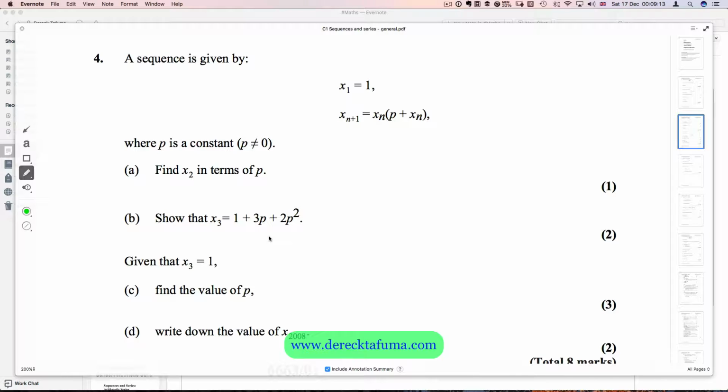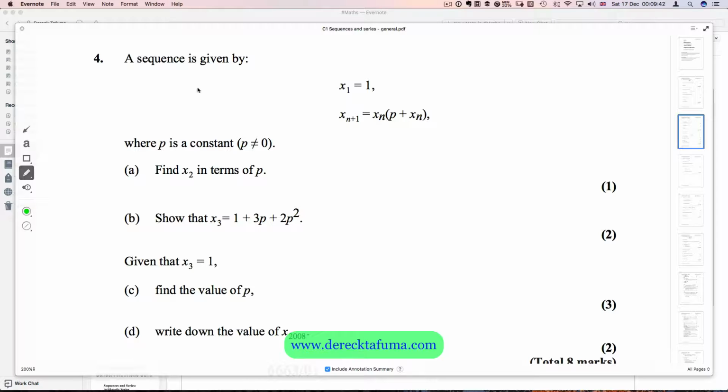Okay, so our sequence is given by x sub 1 equals 1, and x sub n plus 1 equals x sub n brackets p plus x sub n, where p is a constant and p is not equal to 0. First of all, find x2 in terms of p.